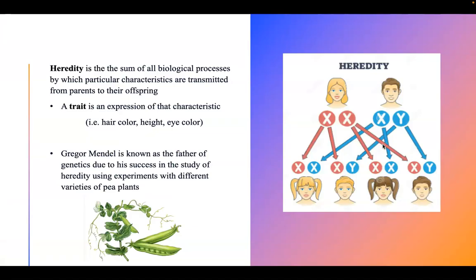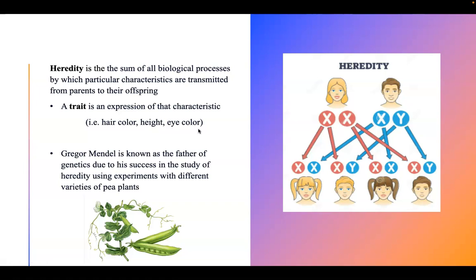So heredity is just the sum of all biological processes by which particular characteristics are transmitted from parents to their offspring. So basically, heredity is just talking about how did we get what genes from each of our parents? What did we inherit from the people that created us? And a trait is an expression of that characteristic. So a trait could be something like hair color, height, eye color, the expression of what you've inherited genetically.